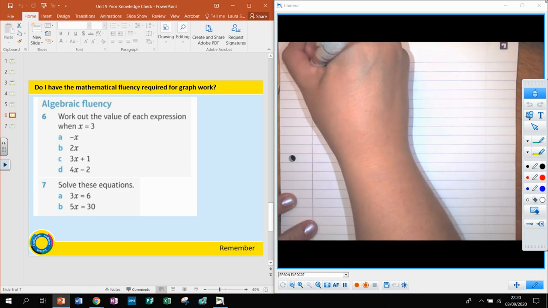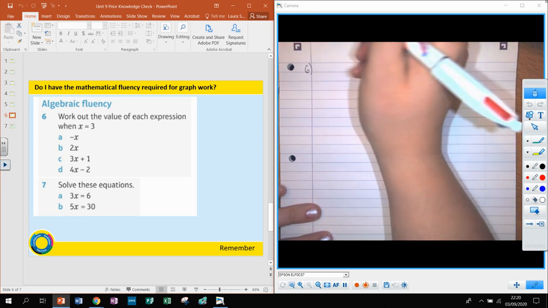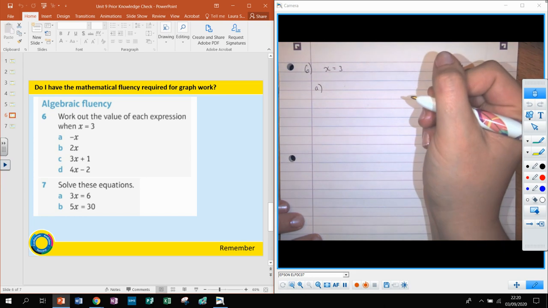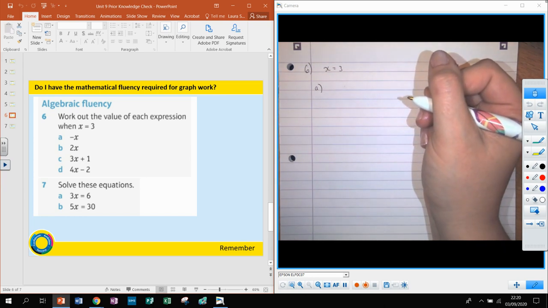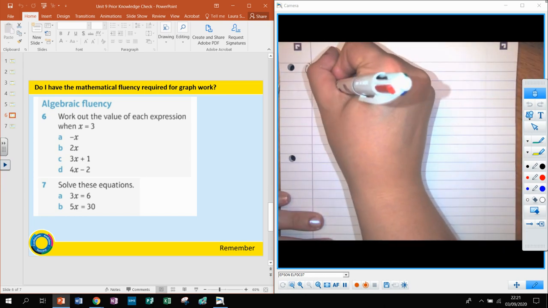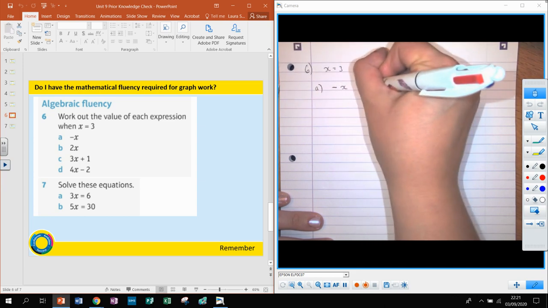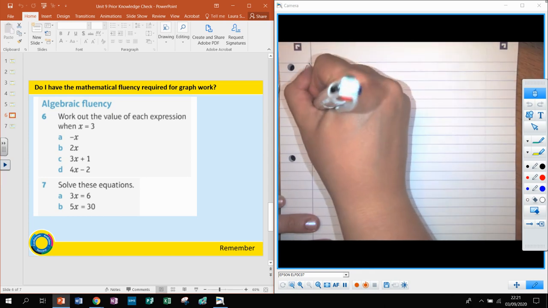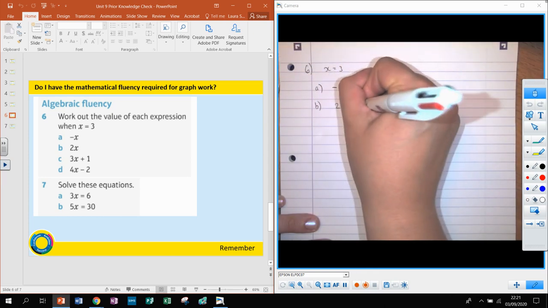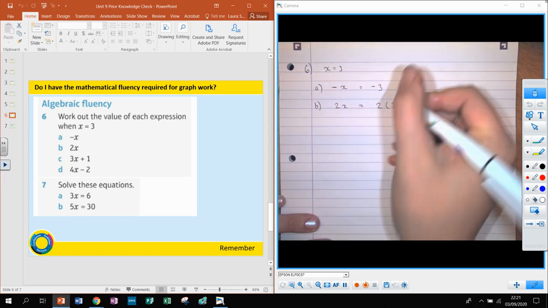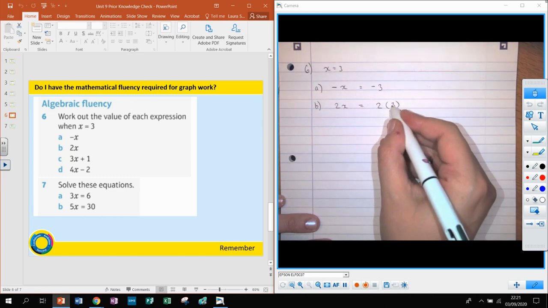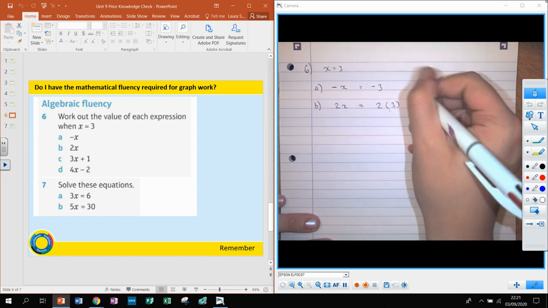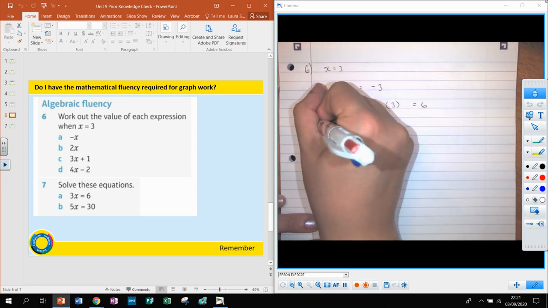Okay, well done. Let's look at question 6. It tells us that x is equal to 3, and they want us to find each of these values when x is equal to 3. For the first one, negative x will be negative 3, because we're substituting in the 3. For part B, 2x would be equal to 2 times 3. Please notice I'm using a bracket, because if that was negative, that would be particularly useful. 2 bracket 3 means 2 times 3, and that gives me 6.